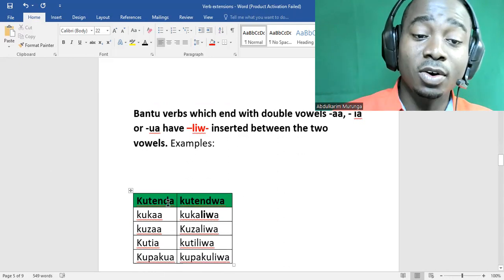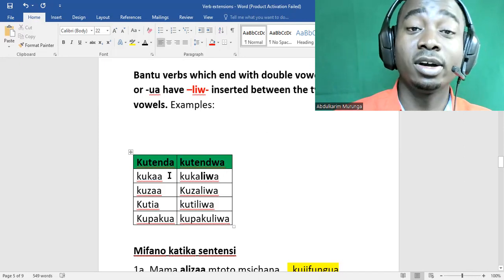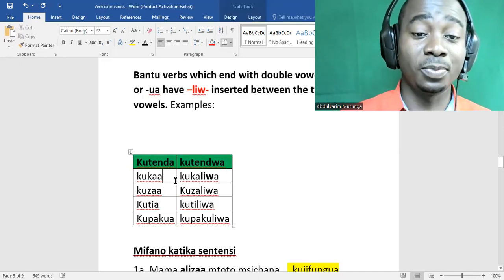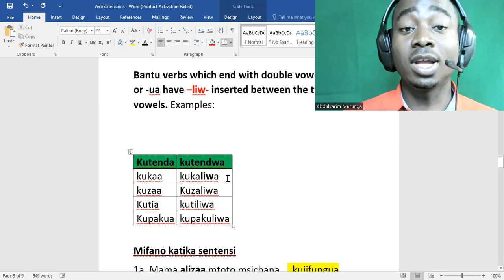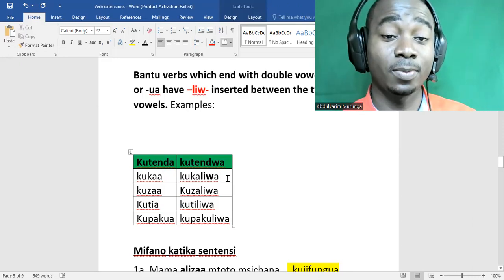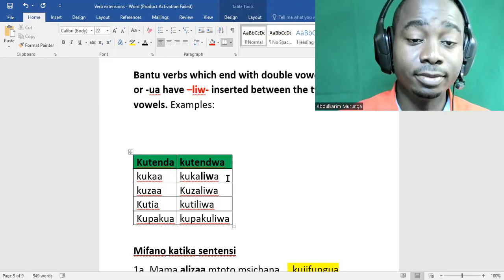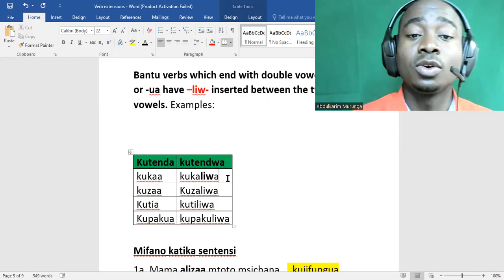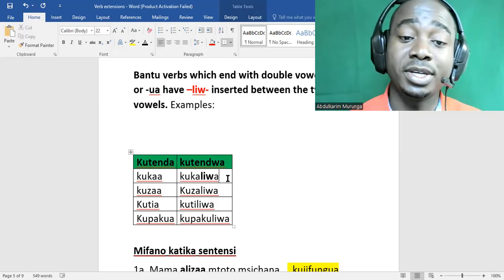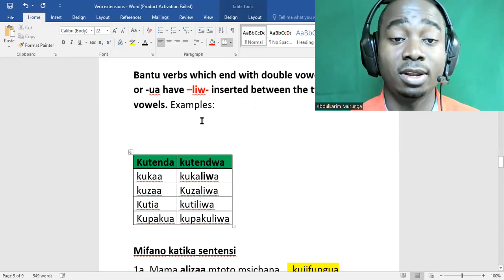Kukaa. Okay, this is kutenda, to do, kutendwa, to be done. Kukaa is to sit, kukaa. And kukaliwa is to be sat on. Sawa? To be sat on. Kukaliwa. Kukaa, kukaliwa. So we just insert this L-I-W if it's ending with a double vowel.